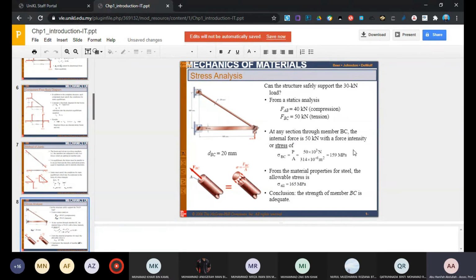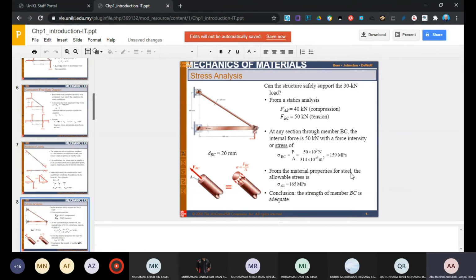So that is the stress you get along the BC. Along this component BC, the stress is based on the 30 kN load and the cross-sectional area of the cylinder, and you get 159 MPa. And for the material, you have chosen steel. The strength of the steel is 165 MPa.